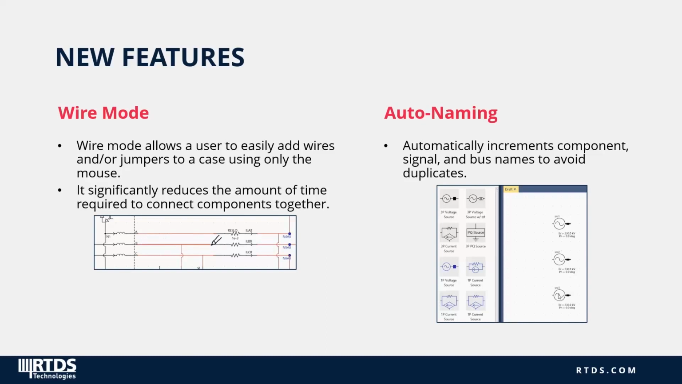Auto naming is an extremely powerful feature. As new components are added from the component library or copied from within the simulation case, the component and all of the associated variables are automatically renamed to avoid conflicts. In fact, entire groups of components, for example an entire HVDC station, can be copied within the case and all of the associated components and variables will be automatically renamed.